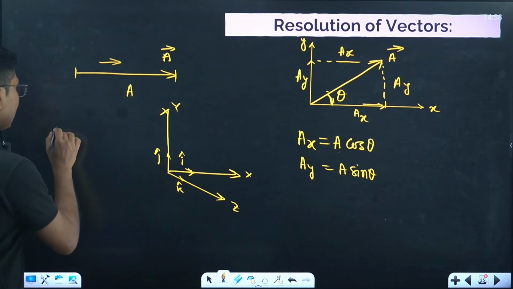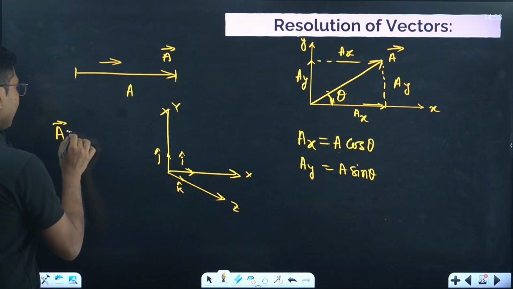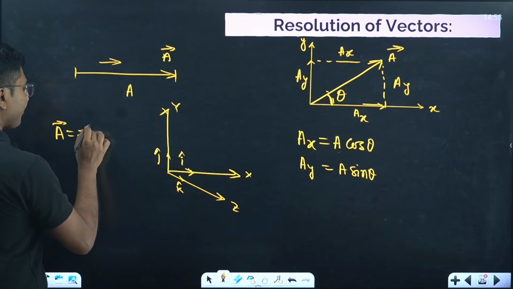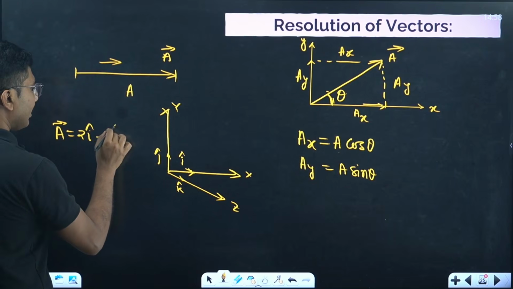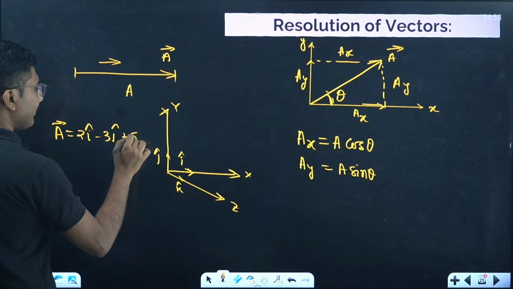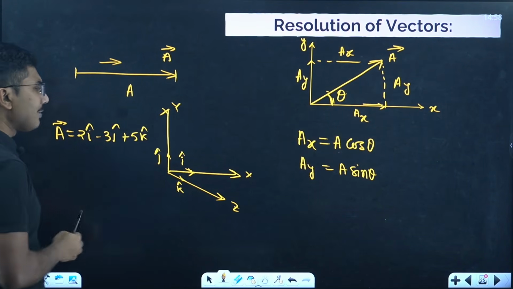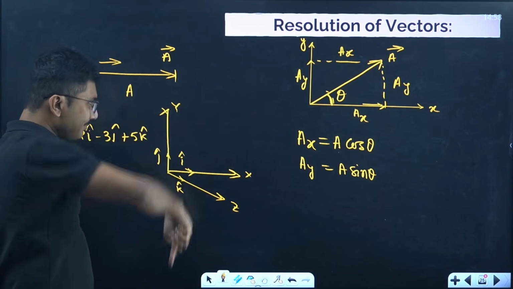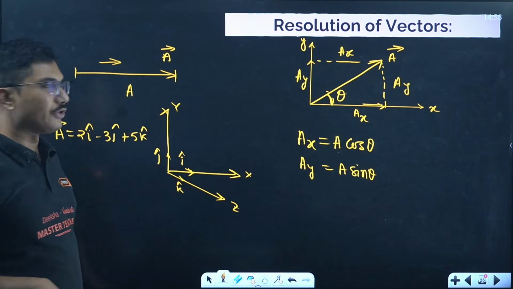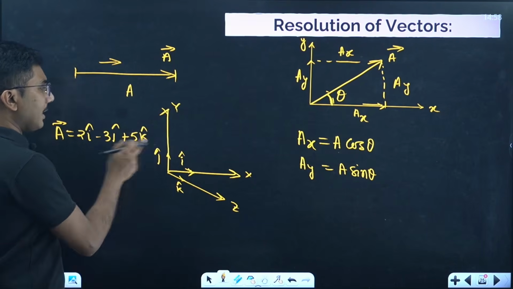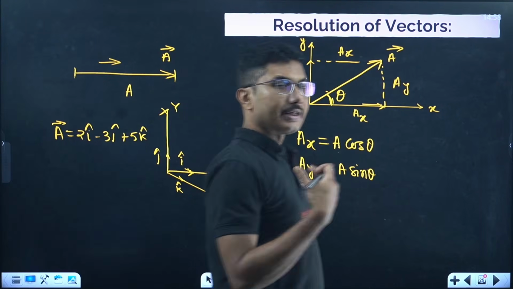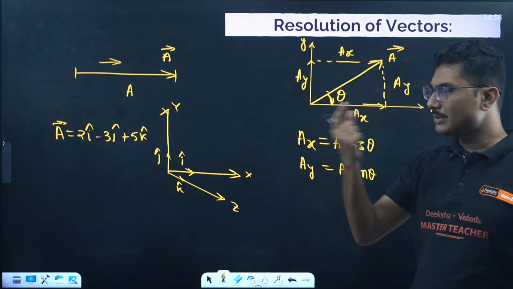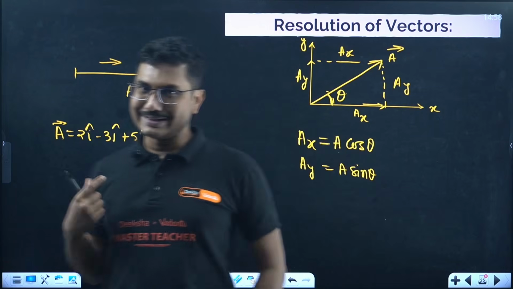For example, if I say vector A equals 2 i cap minus 3 j cap plus 5 k cap, that means you go 2 units in the x direction, minus 3 means in the negative y direction you go 3 units, and then in the positive z direction you go 5 units, and then you will get this vector. One unit is obviously defined.